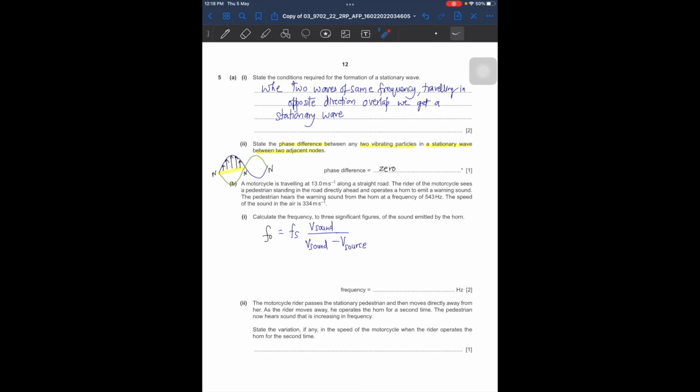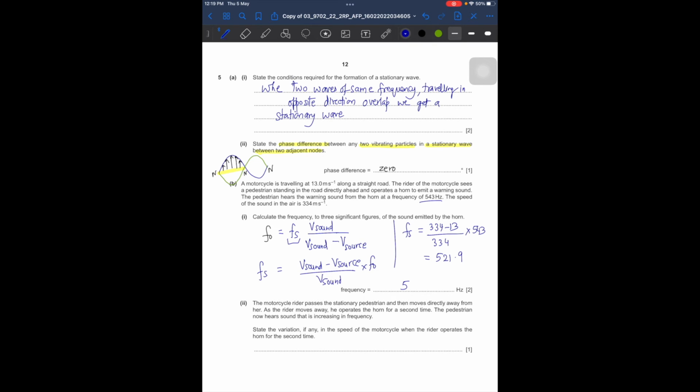But here, the motorcycle is traveling towards the pedestrian. So the frequency observed by the pedestrian is going to be more, and therefore we have a negative in the denominator. Now we are interested in finding this because everything else is given to us. So we need to rearrange the equation and write it as (V sound minus V source) over V sound times f0. Let's write that with the numbers now. That will be 334 minus 13 over 334 times 543. And if we calculate that, it comes out as 521.9.